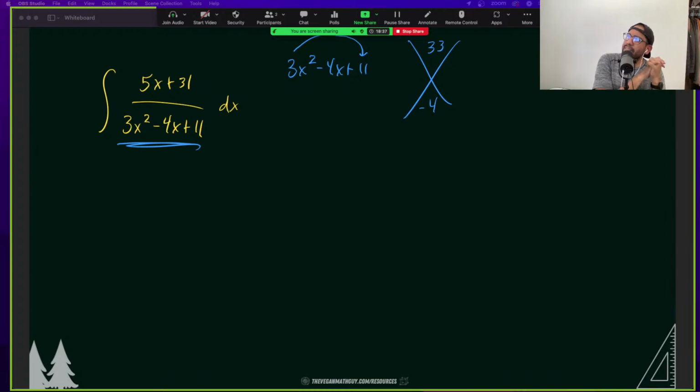So let's see, can we even factor this? Can we find values that factor out to 3x squared minus 4x plus 11? I cannot think of numbers that multiply to 33 and add to -4. The only numbers that I think of are 3 and 11, but those don't add up to anything. So it looks like we can't use that, can we? This is a very unique problem where we try partial fractions initially, and then we realize, yeah, this doesn't work. So we have to try something else.